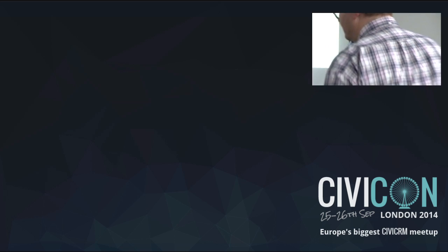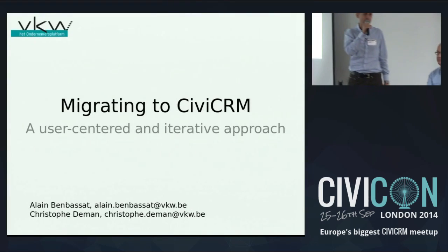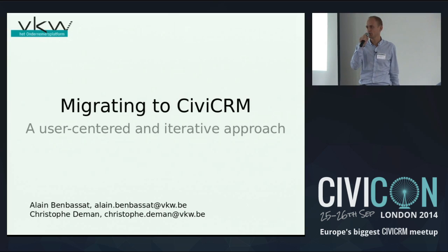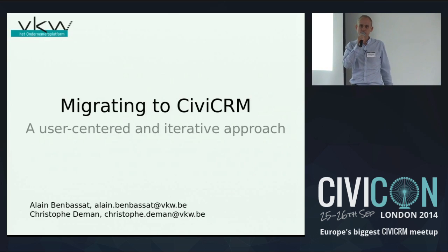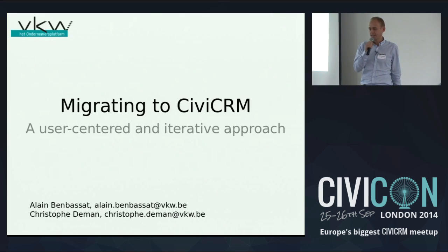We're from an organization called VKW, and we migrated this year to CiviCRM. We went live in June, and I would like to explain how we did our migration. We involved our users from the start of the migration, and every month we delivered a new version. So our migration was iterative and incremental, and I'd like to explain how we did that.